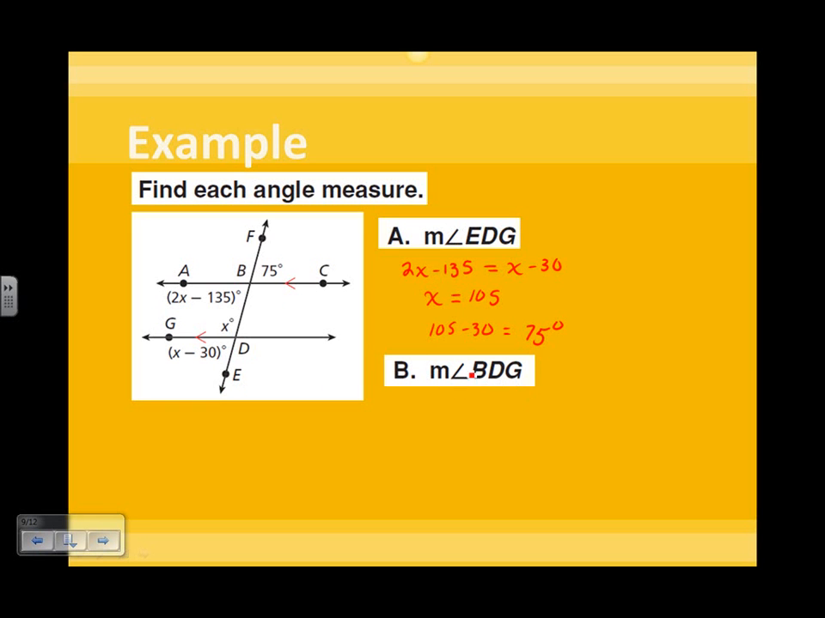Now the measure of angle BDG, that's this angle right in here that we're looking for. These two guys have to be supplementary because they are same side interior and the lines are parallel. So that means 2x minus 135 plus x is equal to 180. 3x minus 135 equals 180. That gives me 3x equals 315. And x turns out to be 105. So then the measure of angle BDG is equal to x, so it's 105.